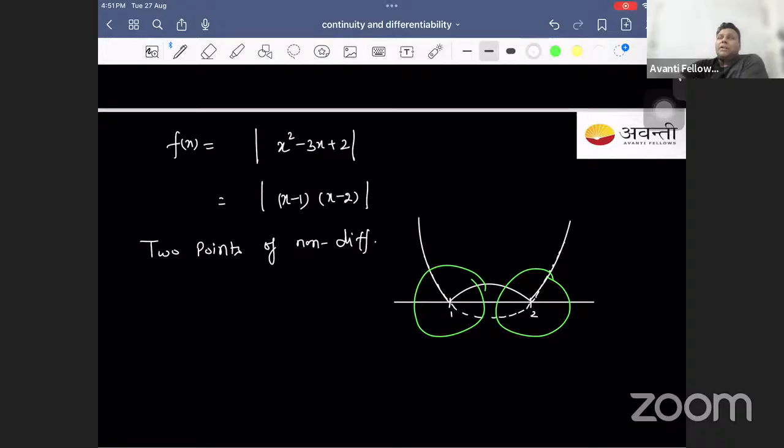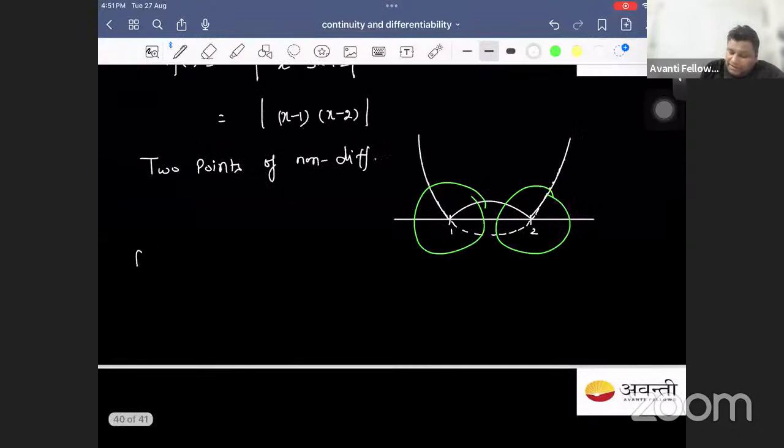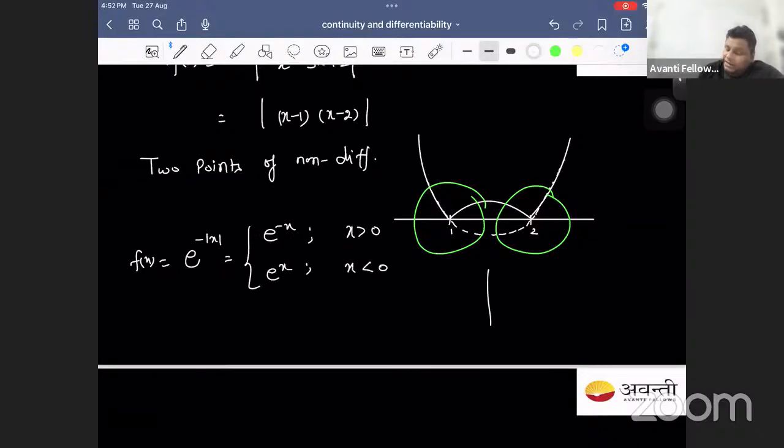See, whenever mod comes there, it is highly probable that non-differentiability occurs. We still do not guarantee it, but yes, there is high probability. Now, a function again, I'm giving you f(x) is e to the power minus mod x. Now, what is it? If x is greater than 0, it is e to the power minus x. If x is less than 0, then it is e to the power x. The graph of this function is going to be something like this.